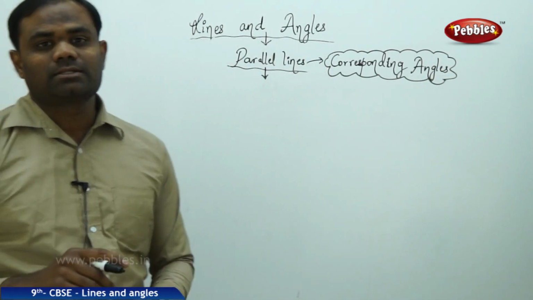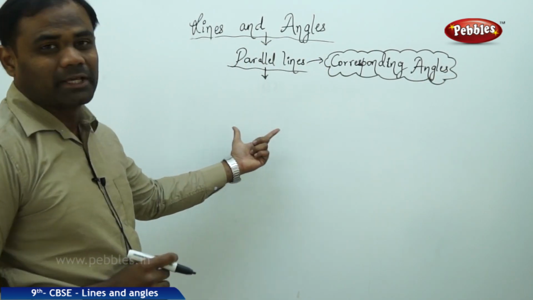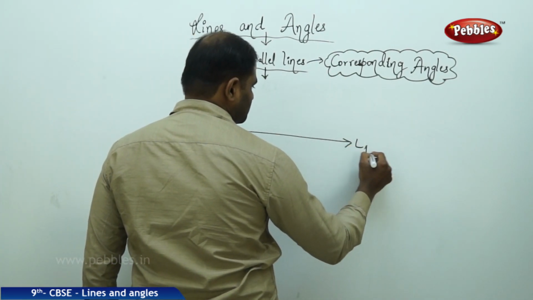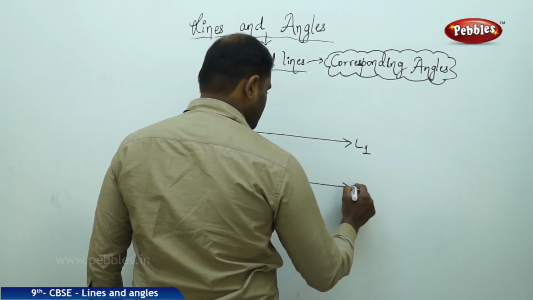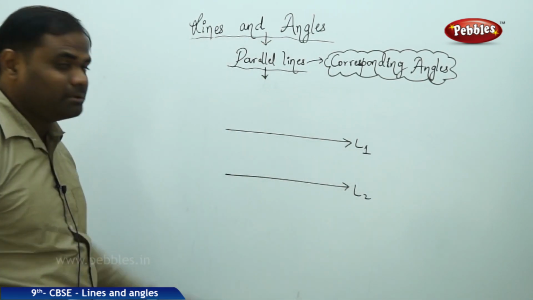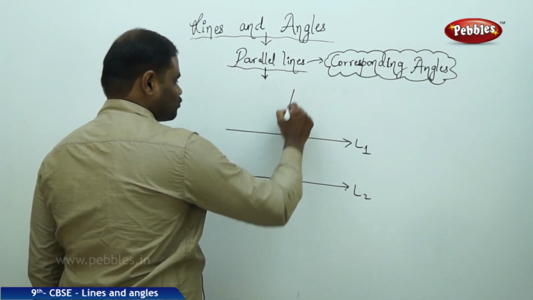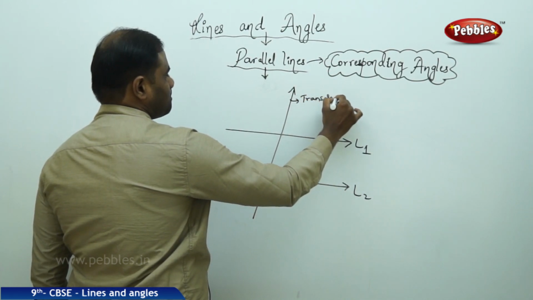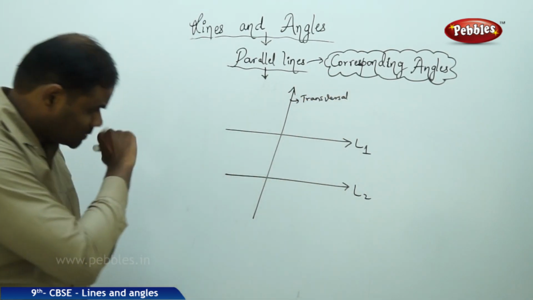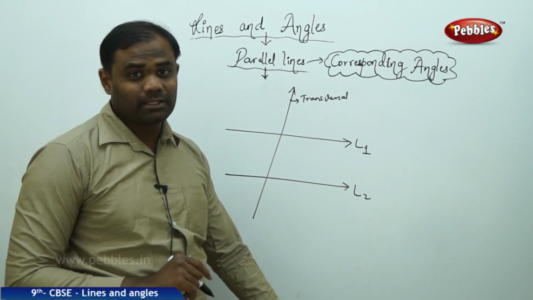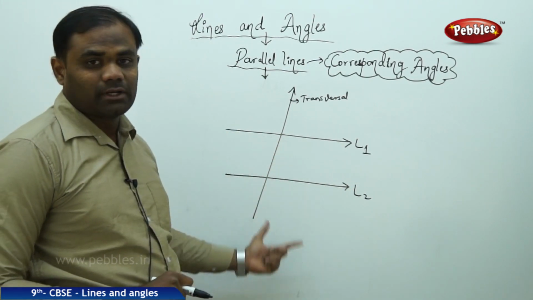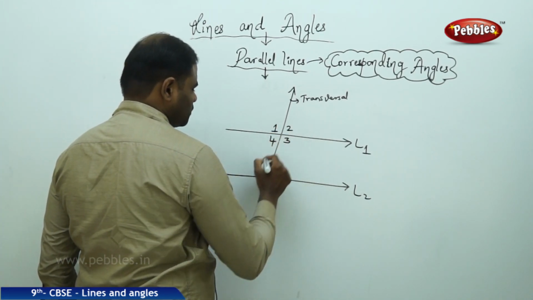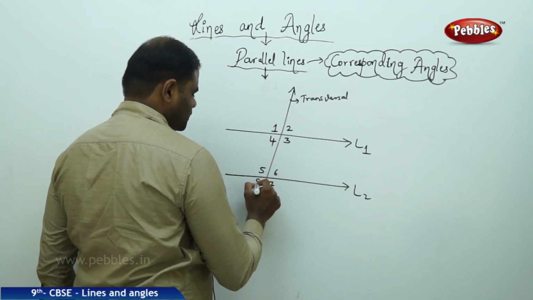Corresponding angles in the pair. So let's take one pair of parallel lines L1 and L2. Let there be a transversal which cuts the 2 lines. Now for this transversal, as we already discussed about 8 angles which are formed with L1 and L2, we have 1, 2, 3 and 4, 5, 6, 7 and 8.